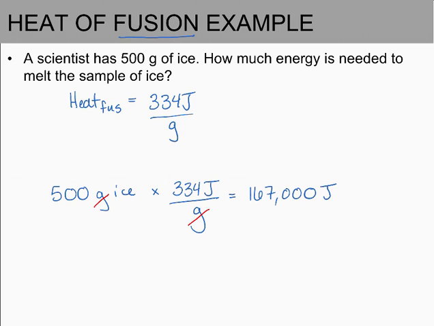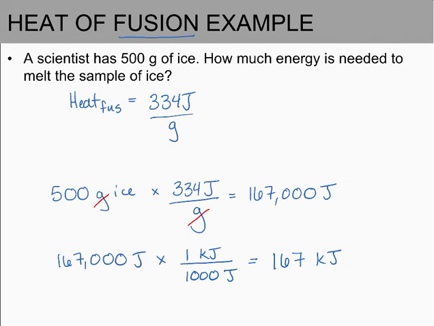Okay, that's a lot, so it might be easier to express this value in terms of kilojoules. So let's convert this to kilojoules. If we're converting to kilojoules, how many joules are in 1 kilojoule? Hopefully you remembered that it's 1,000. So this will give us 167 kilojoules. That's a lot of energy that we need in order to melt that sample of ice.